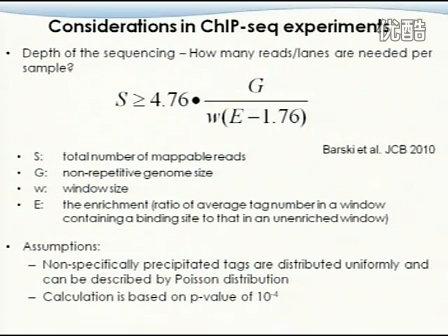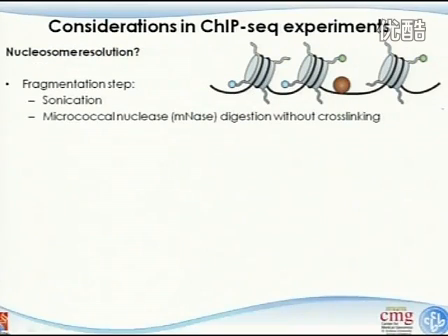Meaning that there's no hotspot in the genome. If there's non-specific binding, it should be distributed equally along the genome, which doesn't really happen. And the second assumption is the calculation is based on a p-value of 10 to the minus 4. But nevertheless, this will give you a pretty good indication, before you do the experiment, of how much resource you need to sequence one sample.